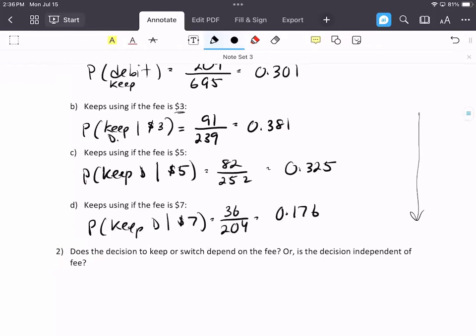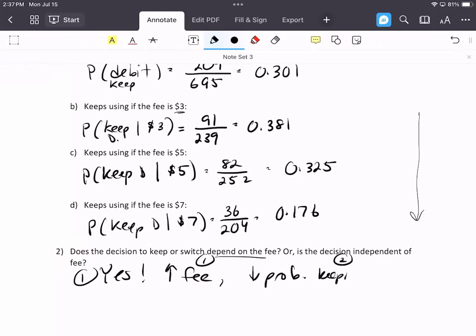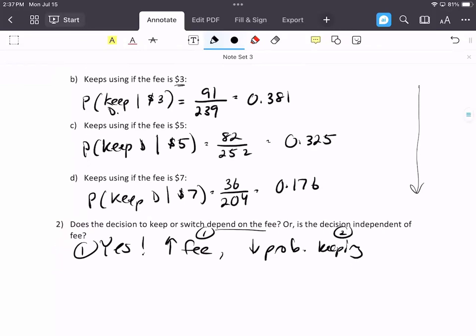Now, does the decision to keep or switch depend on the fee? And we see, yes, we already answered that. So we'll call this number 1 and this number 2 here. What did we find? As the fee goes up, the probability of keeping the debit card goes down. So is the decision independent of the fee? Well, no, it is not. We see that how much the fee is affects the probability of keeping it. No, we can see that the fee does affect the probability of whether you're going to keep it or not.